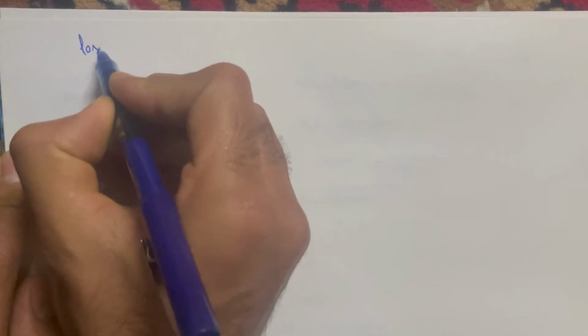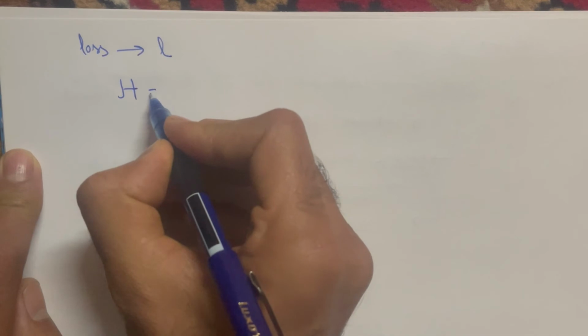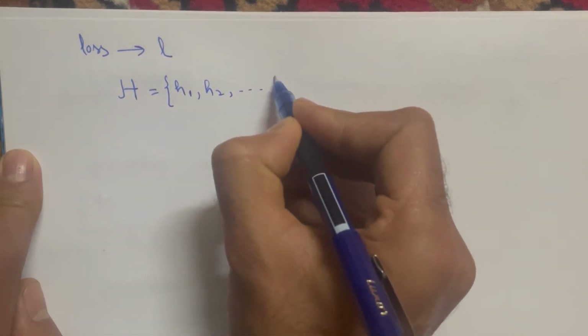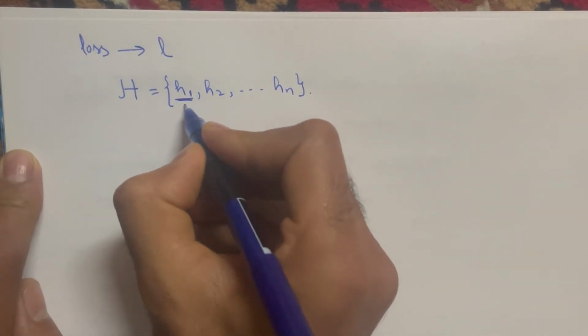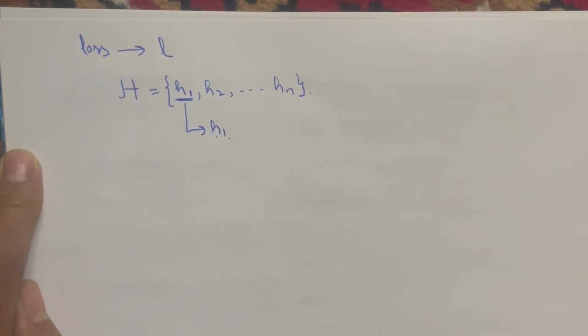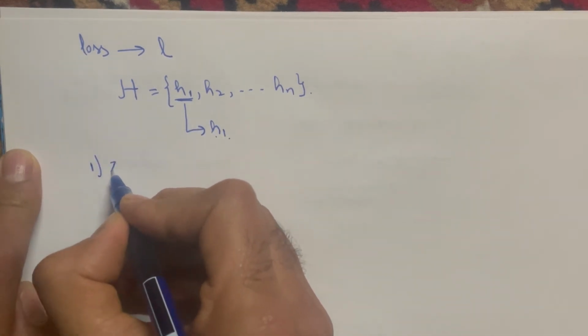So we can define loss in different ways. This loss, or I can also denote it with L. There can be different ways of denoting a loss. Now let's say we have a hypothesis class. The hypothesis class contains multiple linear functions, hypothesis functions. Let's suppose we first choose h1 as the function. We will find the loss of this function. One type of loss is also called 0-1 loss.